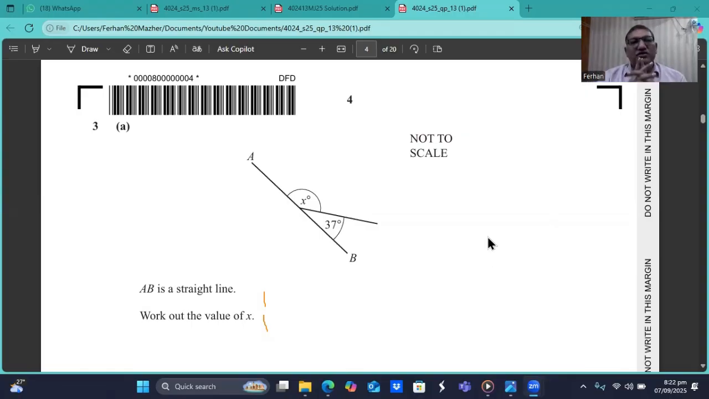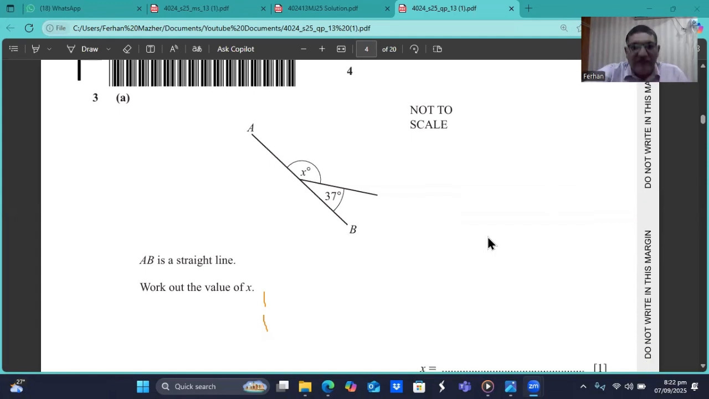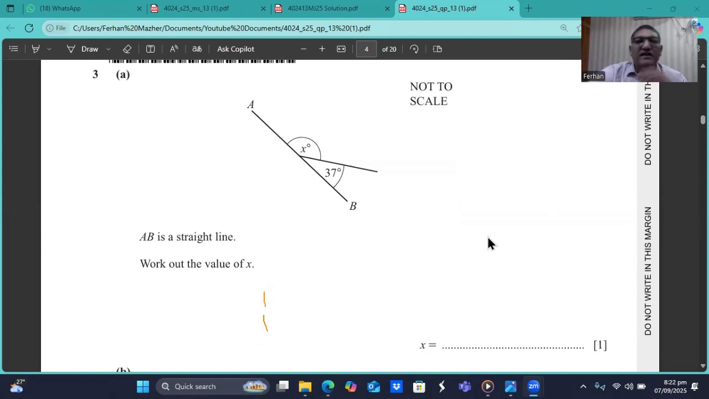So in question number 3, A part, a straight line AB is given, and on that we have two angles on that straight line, X and 37. AB is a straight line, work out the value of X. If you want to find out the value of X, the method is very simple. The sum of these adjacent angles on a straight line is equal to 180. So you can write X plus 37 is equal to 180.